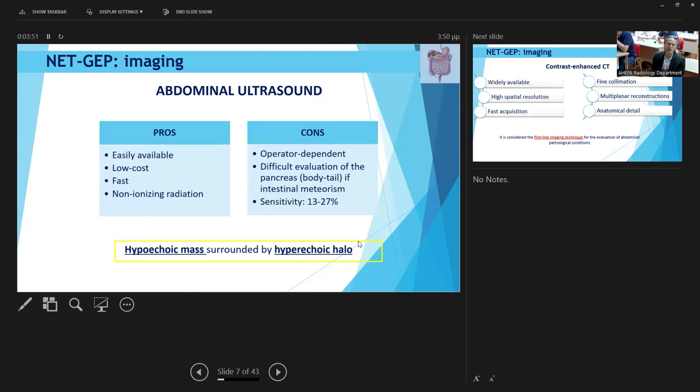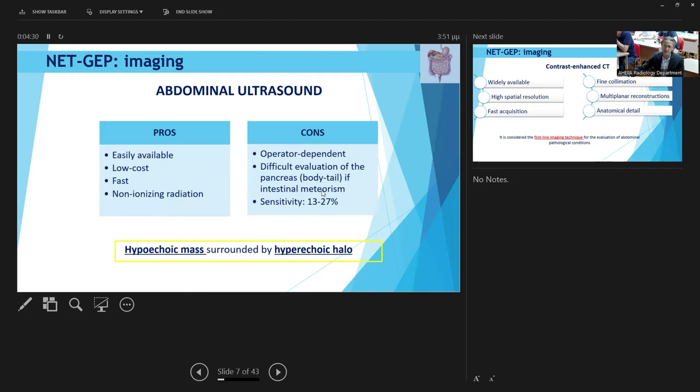Well, let's start with abdominal ultrasound. That is a technique that is quite available all around the world and in different departments. It has a really low cost, can be performed in a fast way, and does not involve any ionizing radiation. Unfortunately, as already said in the previous presentation, it is strictly related to the experience of the operator, and in most cases, especially in the evaluation of pancreatic lesions, we can have some difficulties in recognizing and evaluating the body and the tail of the pancreas.